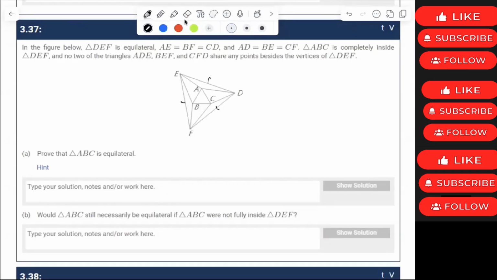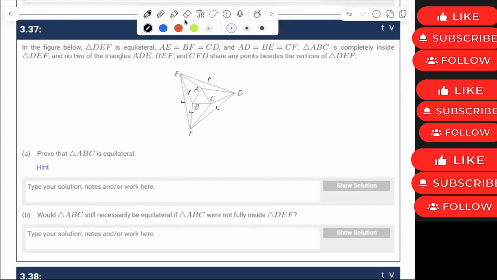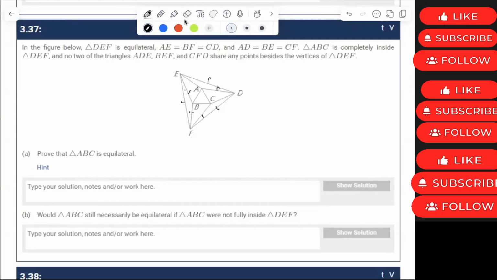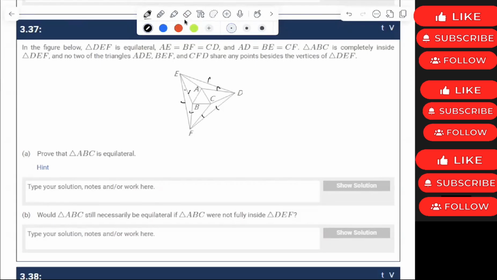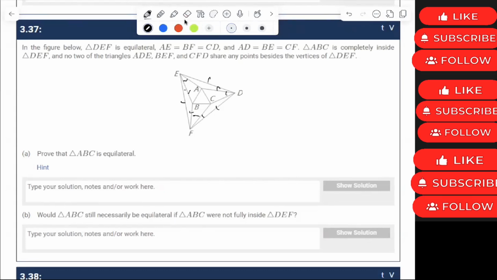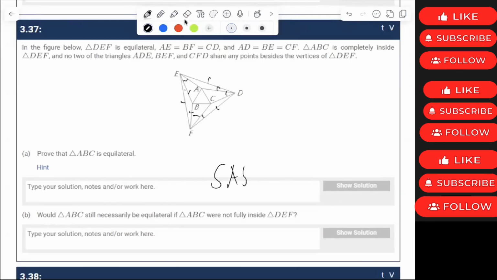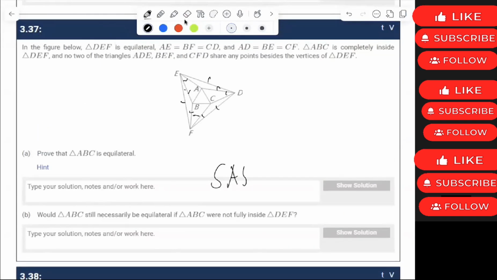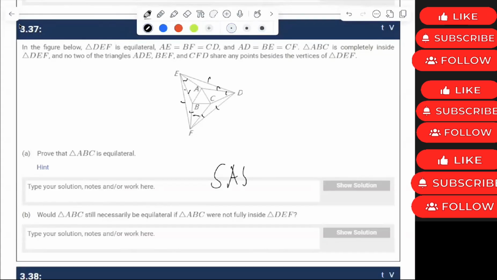Now from here, you get that these two sides are equal and these angles are congruent. So it's easy to see that this angle is equal to that angle is equal to that angle, and then by SAS, this follows. And then you get AB is equal to BC is equal to CA. Would ABC still necessarily be equilateral if ABC were not fully inside DEF? Give this question a try and discuss it in the chat.